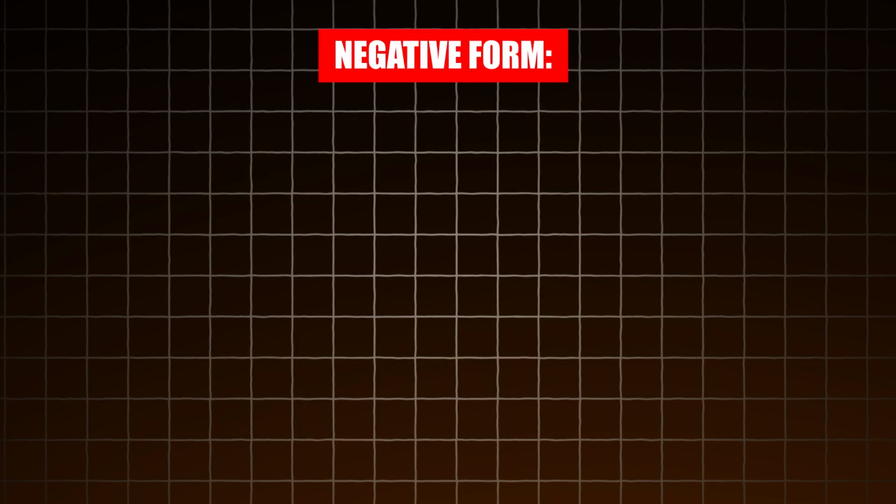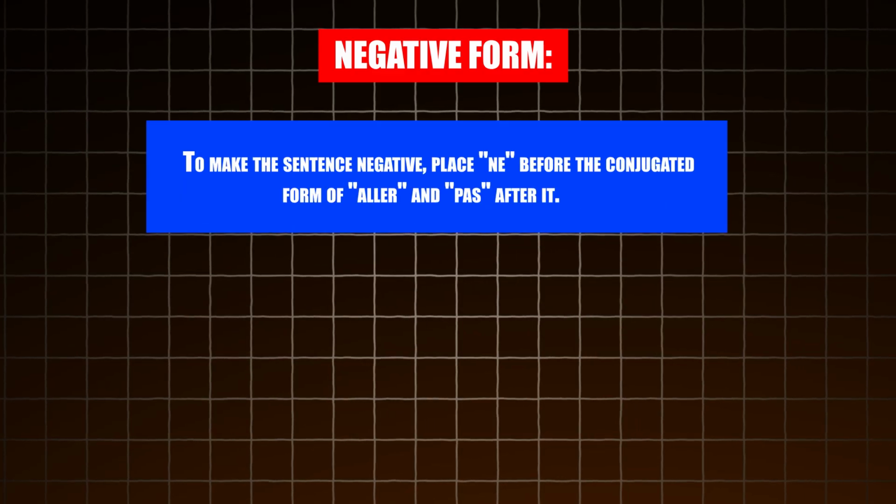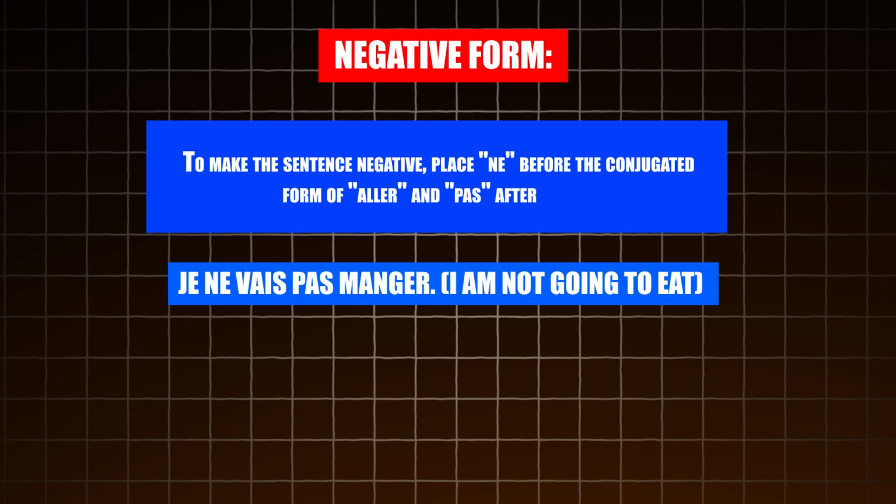How do you go about the negative form? That means the negation, the form of negation. To make the sentence negative, place ne before the conjugated form of the verb aller and pas after it. For example, je ne vais pas manger.